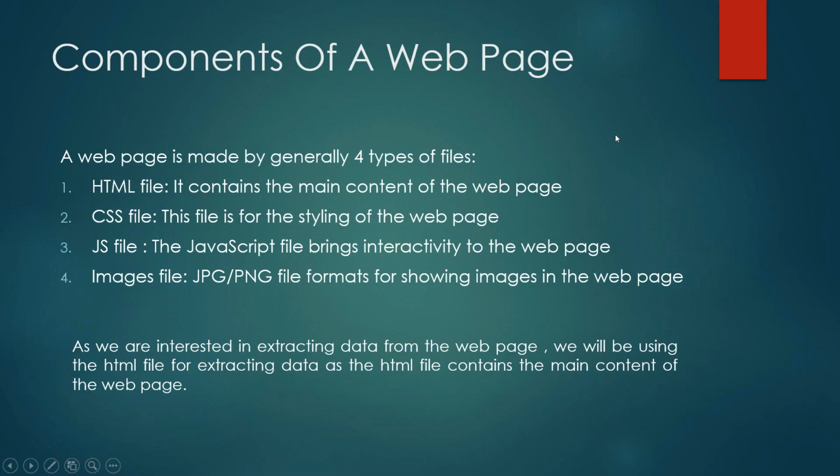Components of a web page. So as we have learned, we scrape the data from the web pages. Okay. So our web pages are made up of four types of files. You must have knowledge about web pages. First one is the HTML file. HTML stands for hypertext markup language. Okay. And it contains the main content of the web page.